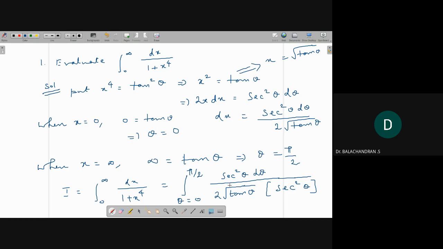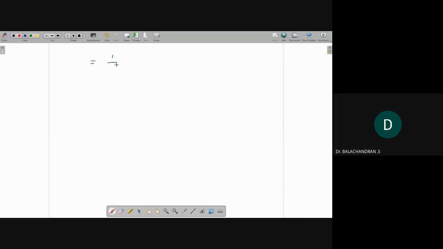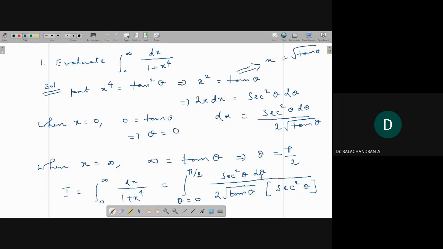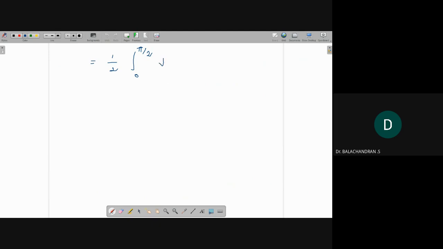Now what is remaining? 1 by 2 integral from 0 to pi by 2 of d theta divided by root of tan theta. If I write it in the numerator, it is root of cot theta into d theta. So 1 by 2 into what is this value? Anybody?